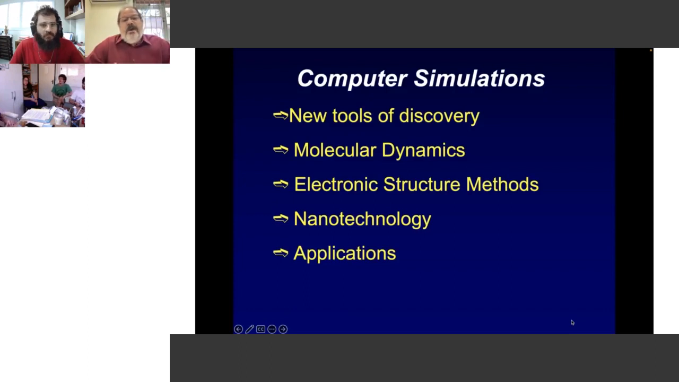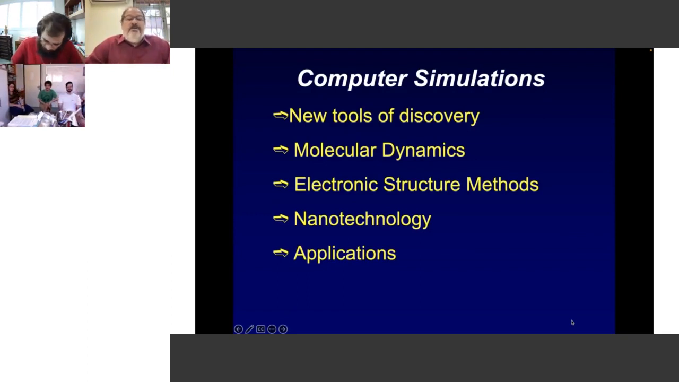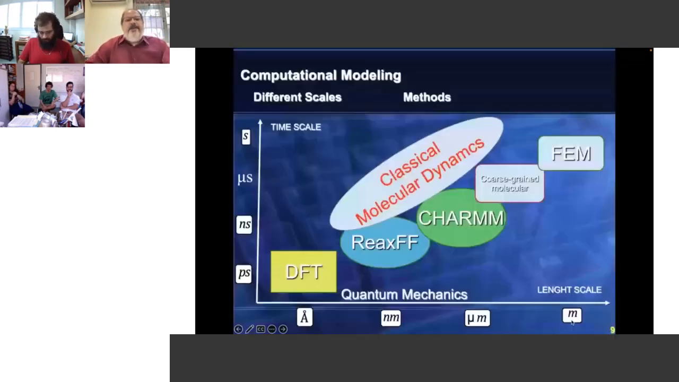Among the many techniques we have for designing and studying materials, there are two major classes. One is molecular dynamics, using Newton equations, and the other is the electronic structure methods, based on the Schrödinger equation. These techniques have been largely used in nanotechnology and in many applications. I will show some examples of how we are using these techniques here in Campinas.